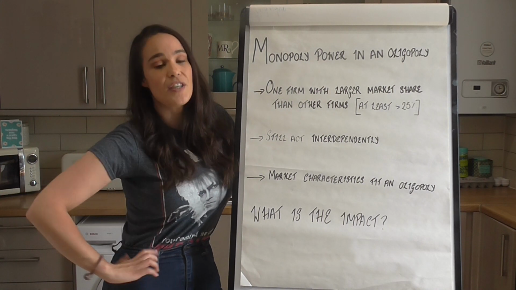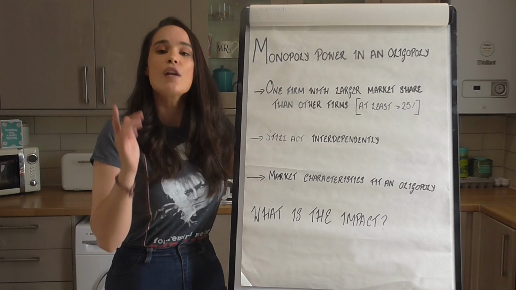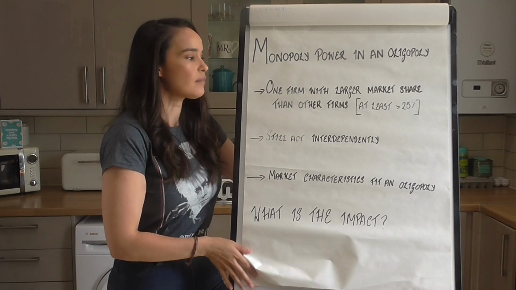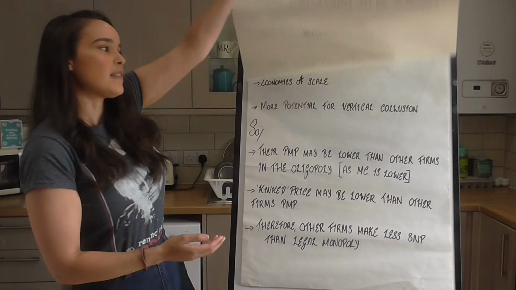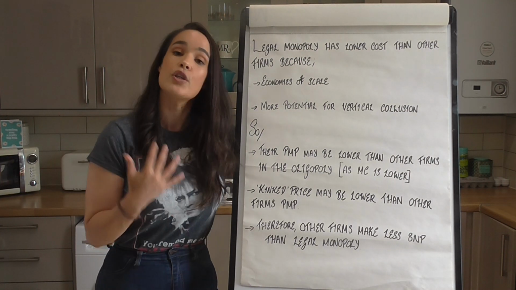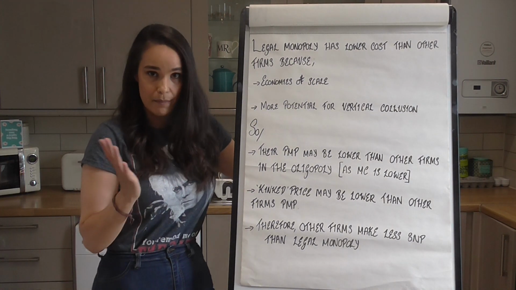What I would like you to do is pause the video here and think about what impacts that might have. Logically try and break it down, and then we'll have a look at the diagrams. One of the biggest things is that we can make a good assumption that the legal monopoly is going to have lower costs than the other firms in the market.